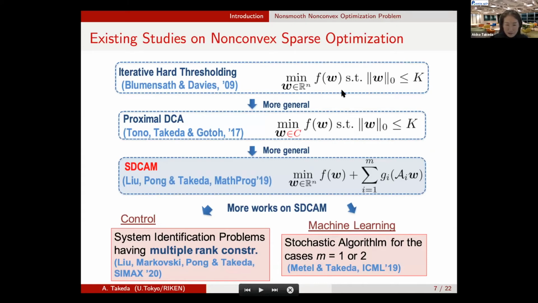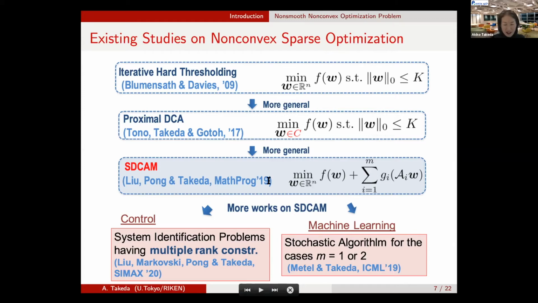Let's check the history of this area. At first, this problem was studied by these researchers in 2009, and they applied the proximal gradient method to this problem. It is called the IHT method. After that, we added a simple constraint, and now we could generalize up to here. So we allow more constraints in addition to the L0 norm constraint.